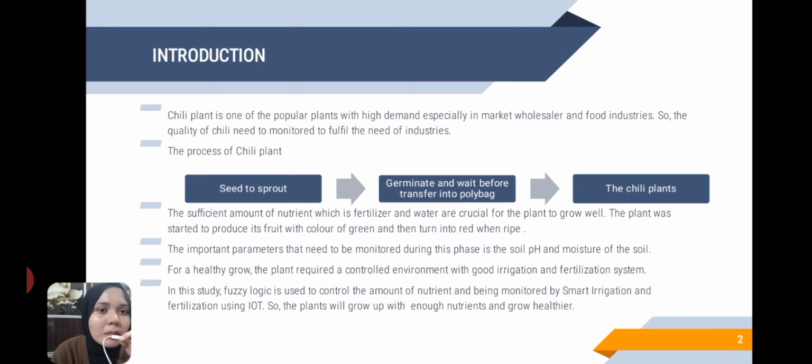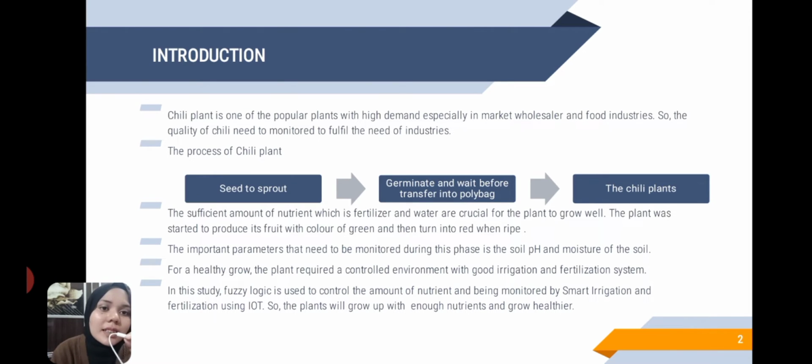A sufficient amount of nutrients, which is fertilizer and water, is crucial for the plant to grow well. The plant starts to produce its fruits in green and then turns red when ripe. The important parameters that need to be monitored during this phase are the soil pH and the moisture of the soil.